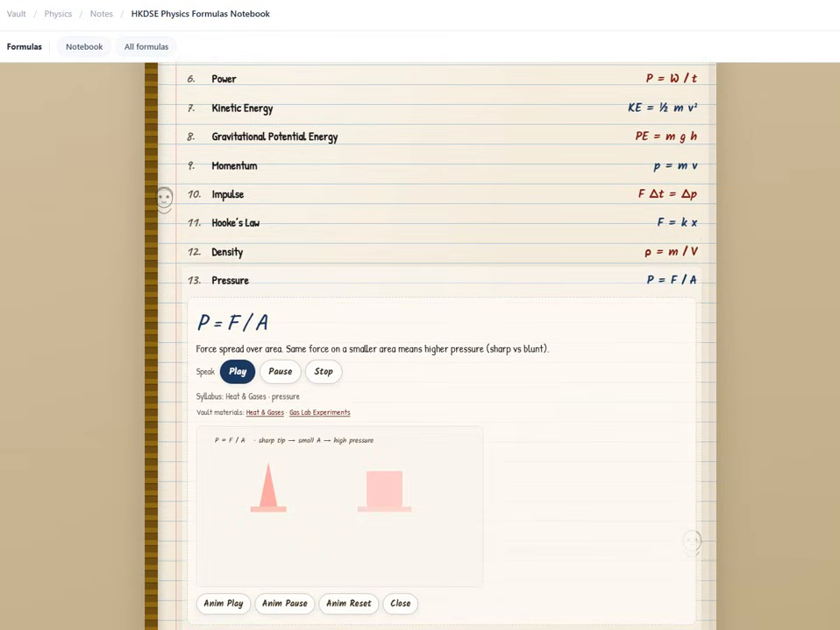Pressure, P equals F over A. Force spread over area. Same force on a smaller area means higher pressure, sharp versus blunt. A sharp tip has small area, so pressure is high.